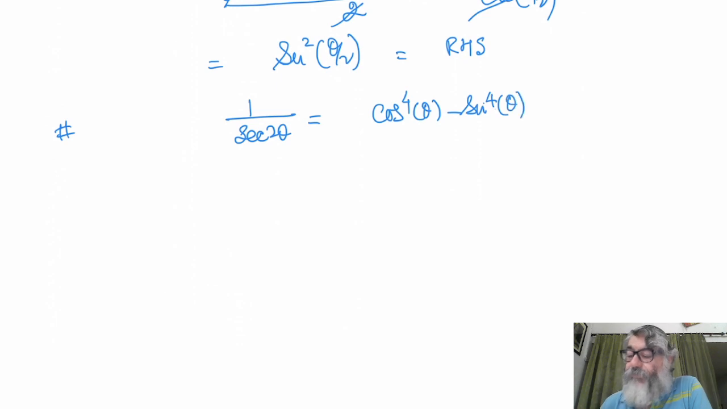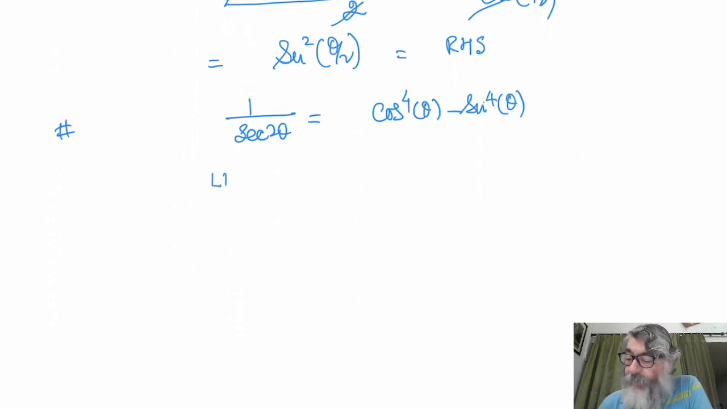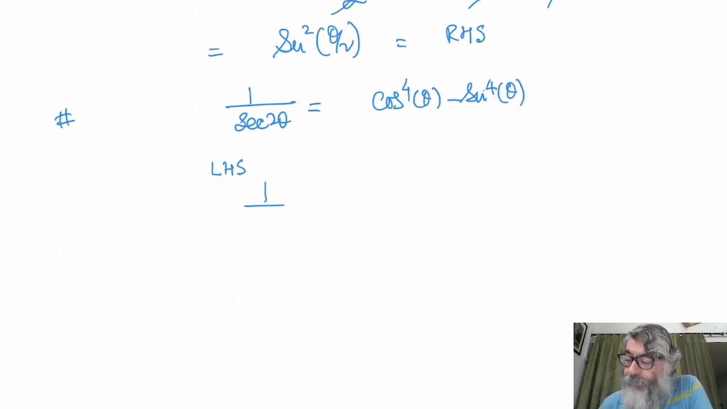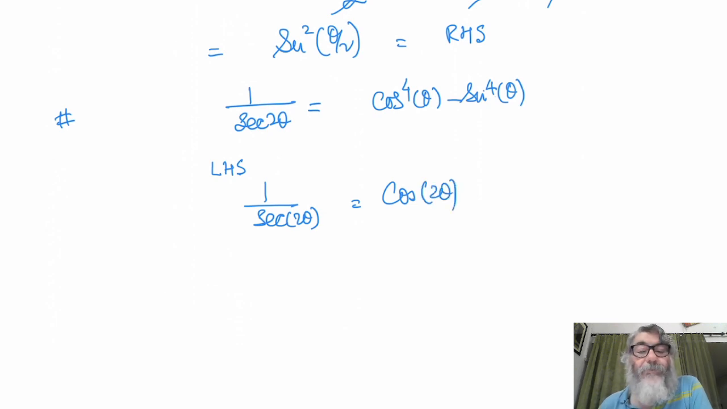Sine to the power 4 theta. Cos to the power 4 theta minus sine to the power 4 theta. If we take the left hand side, start from the left hand side, because we don't know the sec 2 theta formula, but it is 1 upon sec 2 theta, so 1 upon sec 2 theta will become actually cos 2 theta. And we are aware that there is a formula for cos 2 theta.